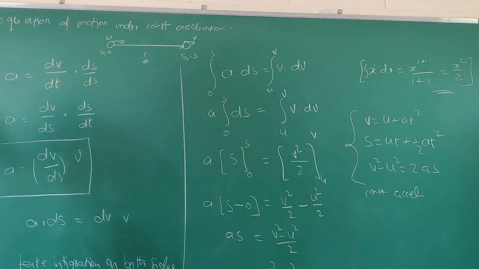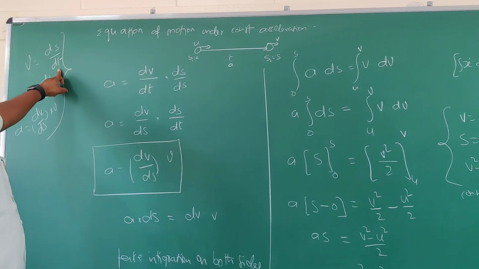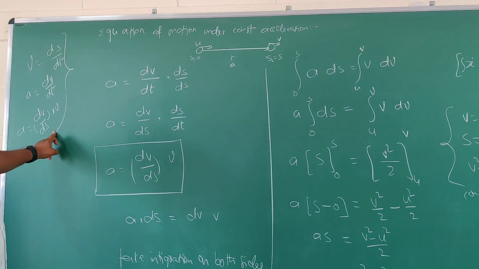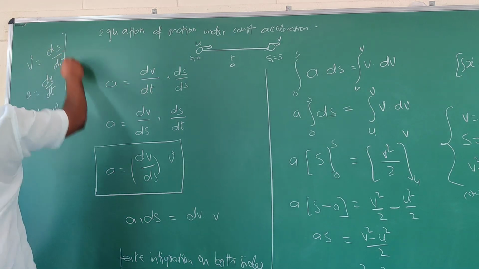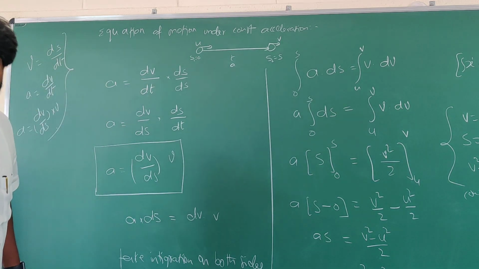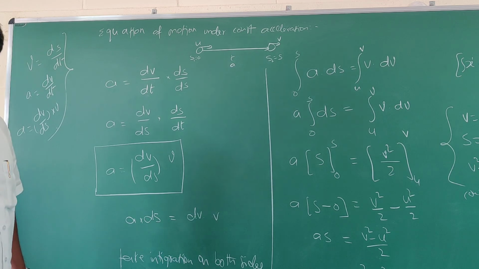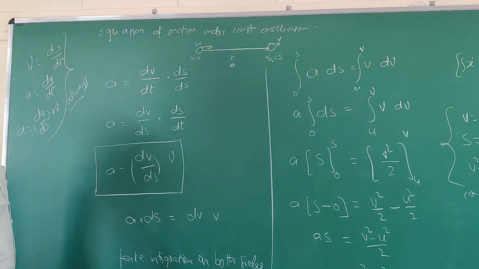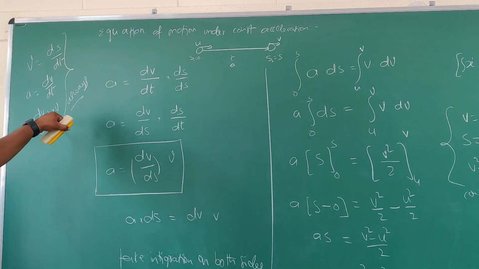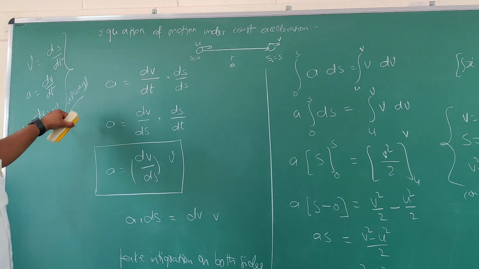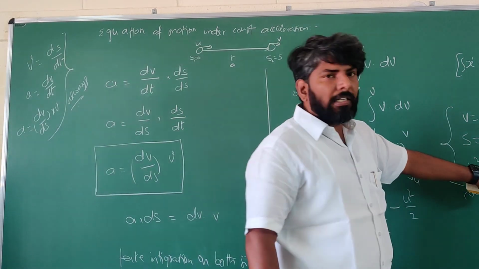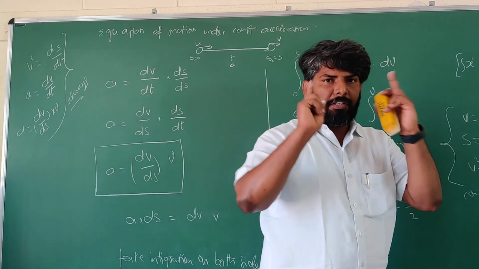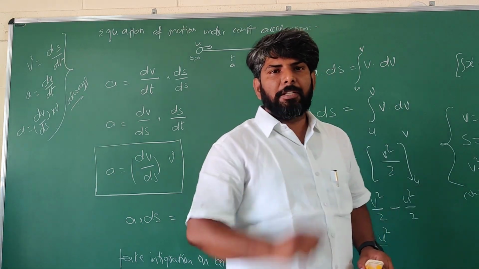But these equations, v equal to ds by dt, a equal to dv by dt, a is equal to dv by ds into v, are equations of motion applicable in all situations, always. These are the equations of motion for all the cases. But those are the equations of motion under constant acceleration only. Keep this difference in your mind and practice it properly.